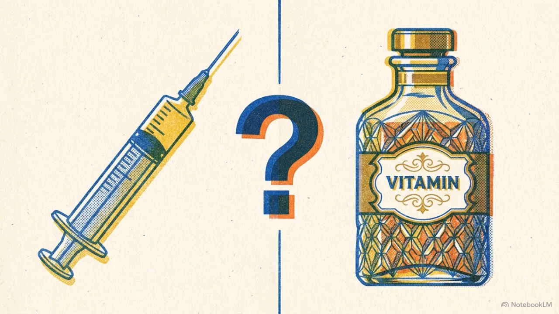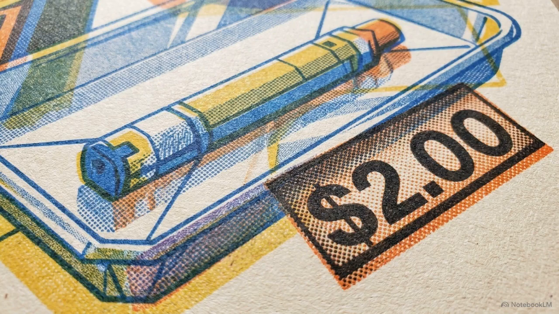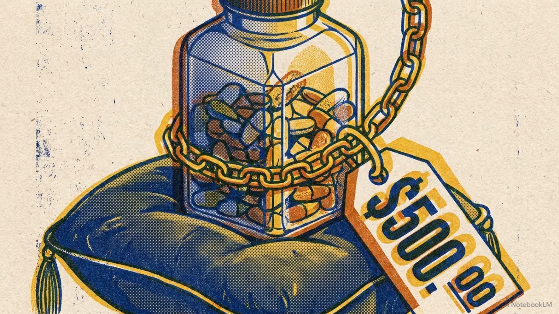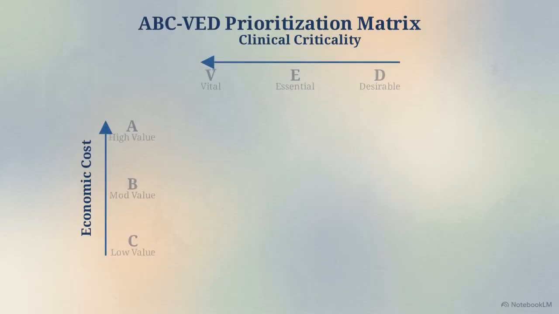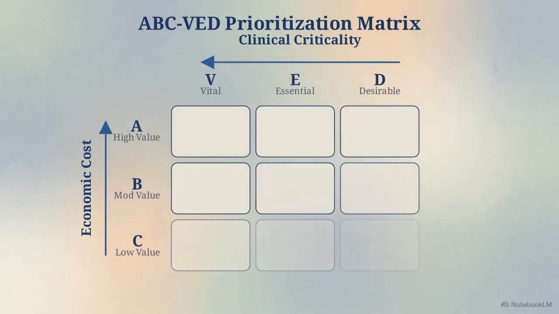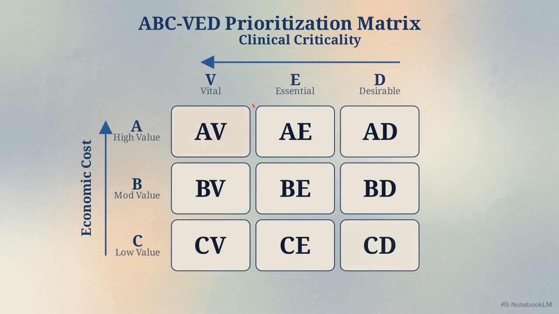This creates an immediate administrative dilemma for hospitals. Epinephrine is cheap, placing it in Class C, but its absence kills patients instantly. A specialized multivitamin might be expensive, an A-class drain on the budget, but clinically it is only desirable. This 3x3 matrix cross-references economic cost against clinical criticality, creating the ABCVED model.